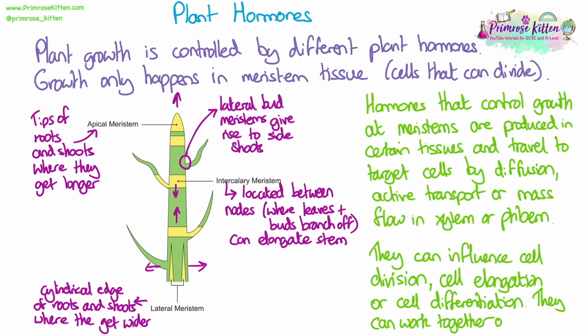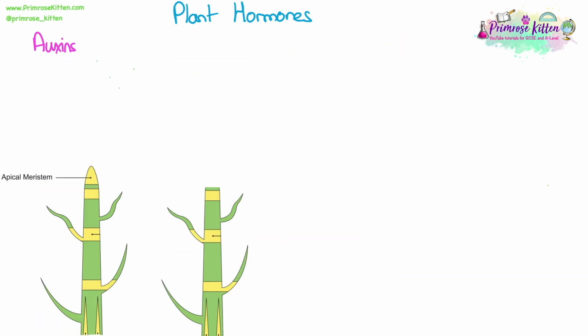And they can work together, so some hormones can work together to achieve certain growth measurements in plants, and some of them can also be antagonistic to each other. So some hormones may inhibit the effects of others. So the first group of hormones we're going to look at is auxins.